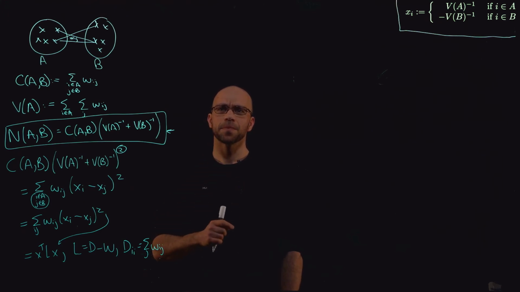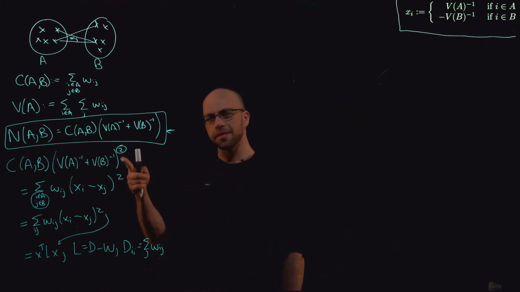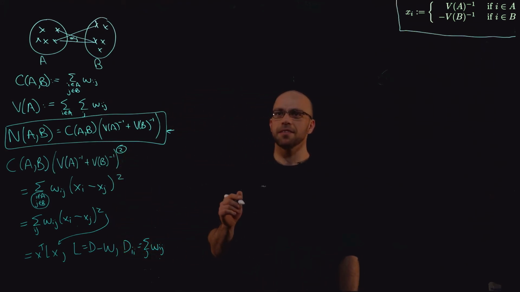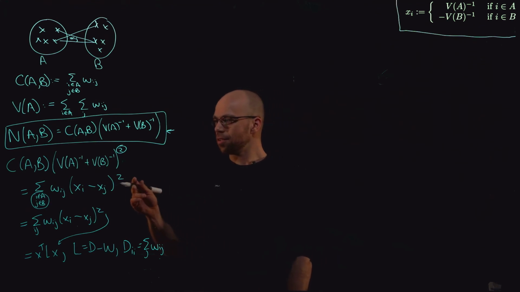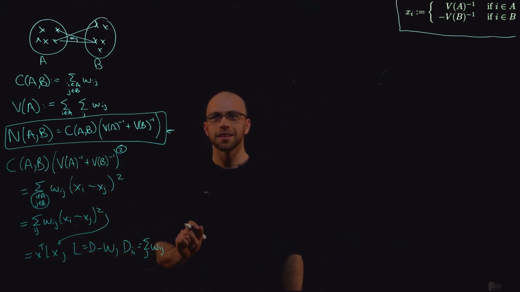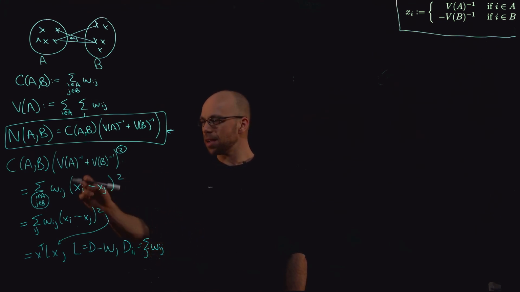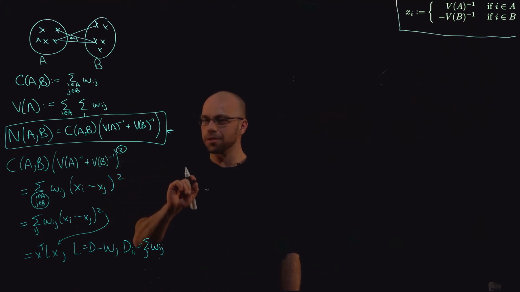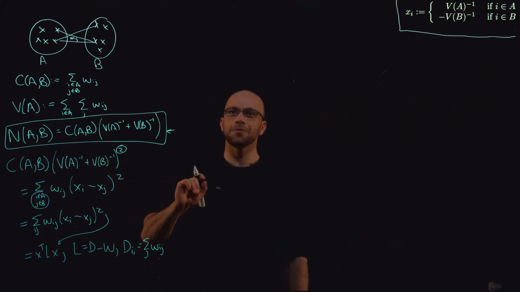Mysterious. But there's a problem, which is that I squared this thing. That's not the normalization I wanted. I want just 1 over volume. I don't want 1 over volume squared. So I need to get rid of that square. So what do I need to do? I need to take this expression, x transpose Lx, and divide it by a quantity which is equal to VA inverse plus VB inverse. And in fact, I can do that.